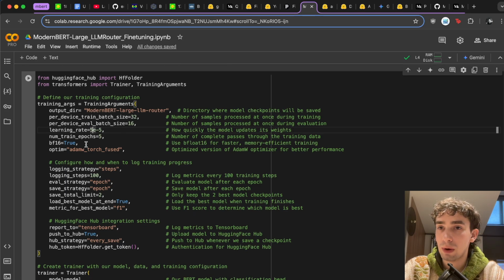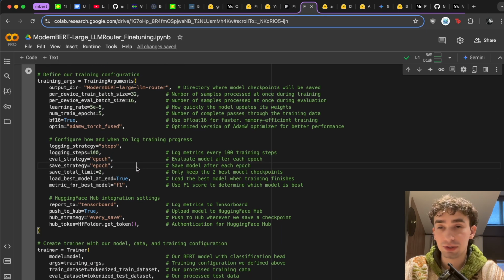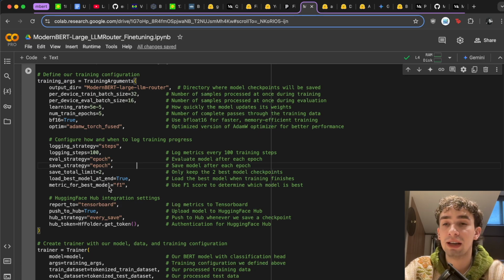But essentially what we're going to be doing is running across 5 epochs of our training data. So it's going to go through and train across all of our data 5 times. It's going to evaluate against our metric every single epoch, so that will be 5 times. And then what it's going to do is, of the 5 epochs, it will save the best 2. And it's going to determine this best through evaluating, of course, our F1 score.